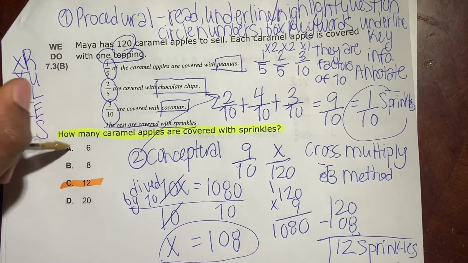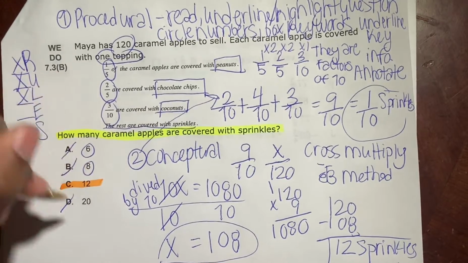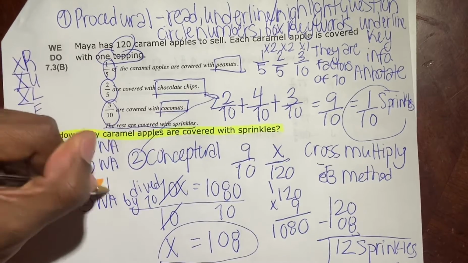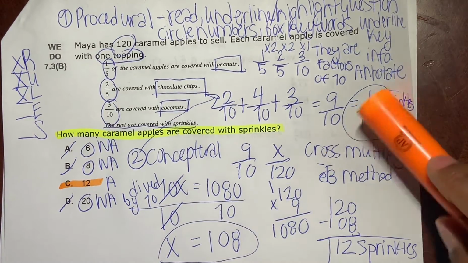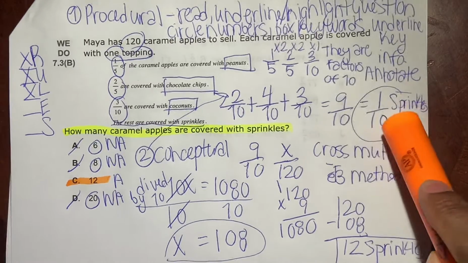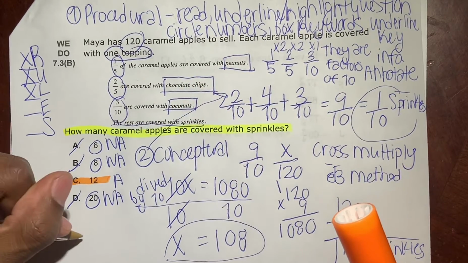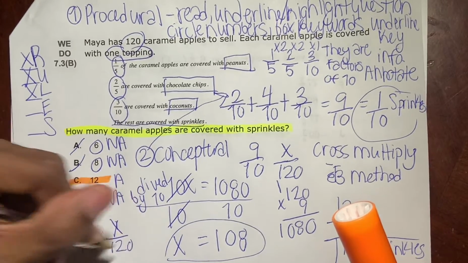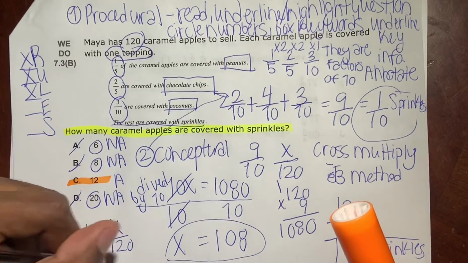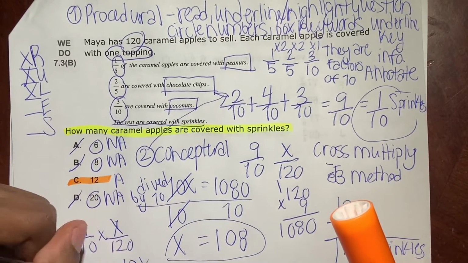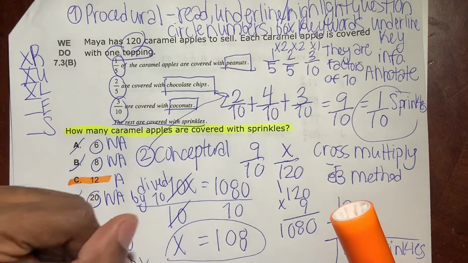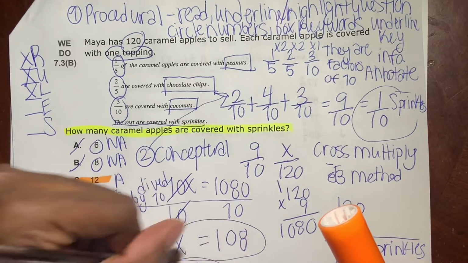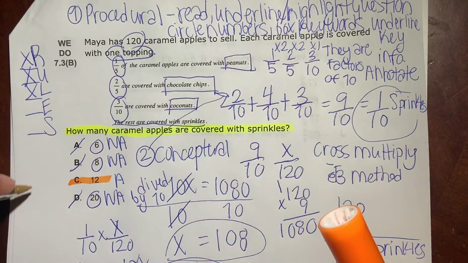So all these other answers are not accurate. This is accurate. Now, if we did 1 over 10, which is the sprinkles, multiplied by x over 120, it would have been a lot easier. 1 over 10 times x over 120, okay? 120 is equal to 10x. Divide both sides by 10. X is equal to 12. Correct answer is 12.